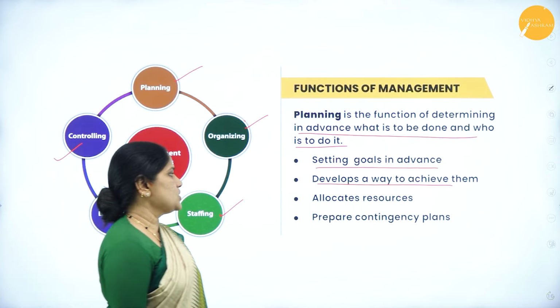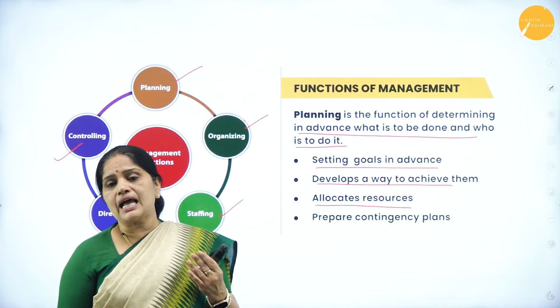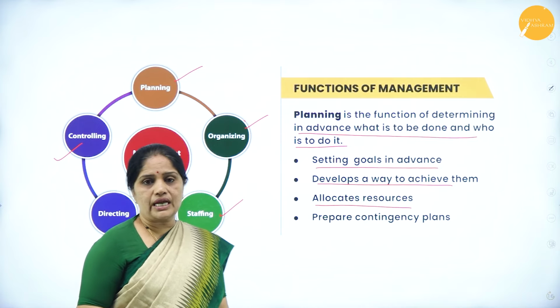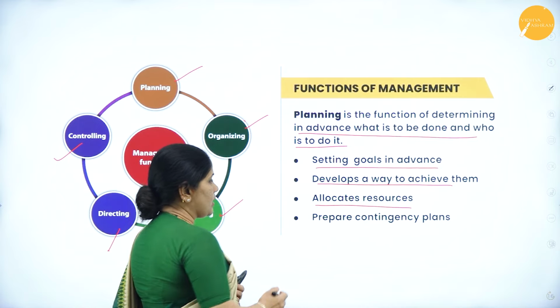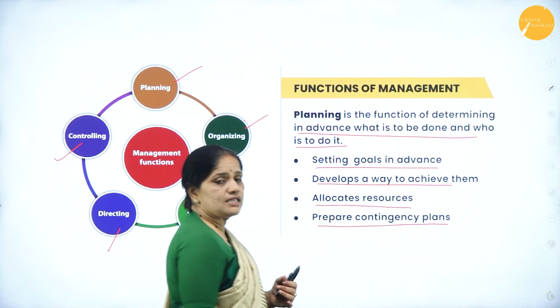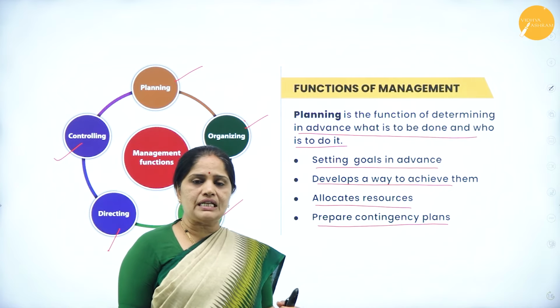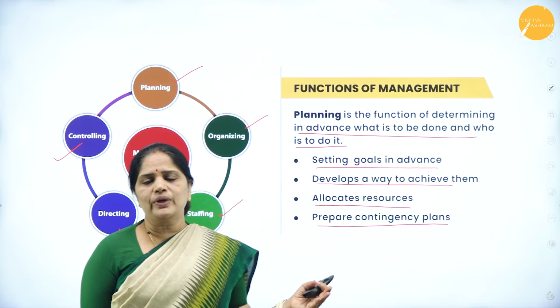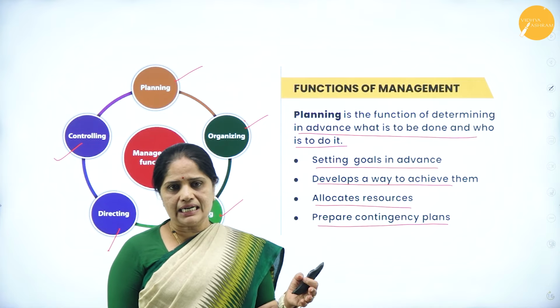Then the next one is allocate the resources. In order to achieve the goals of the organization, you have to allocate the resources, whether it is manpower, machinery, materials or management. Everything has to be allocated. Until and unless there is allocation of resources, you cannot run the organization or you cannot plan. Then prepare the contingency plans. In case the first plan fails, there should be a backup plan. Suppose something goes wrong, then what will you do? That we call the contingency plan.